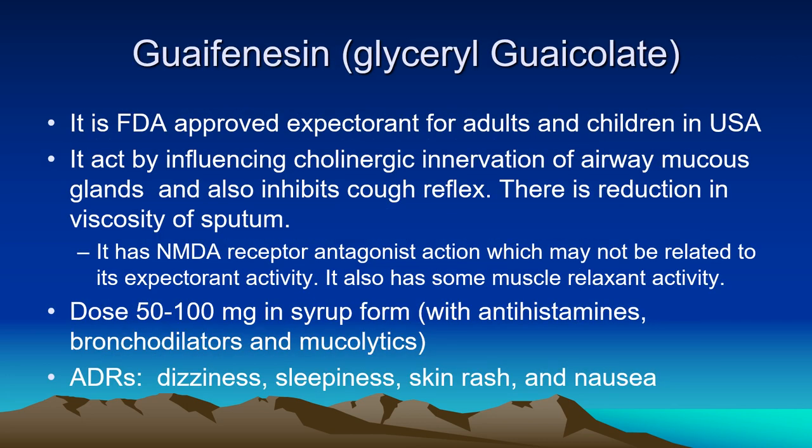Now, one of the best documented approved drugs as an expectorant is guaifenesin. It is also known as glyceryl guaiacolate. It is an FDA approved expectorant for adults and children, and acts by influencing cholinergic innervation of airway mucous glands and also inhibits cough reflex. There is a reduction in viscosity of the sputum. It is considered to be an NMDA antagonist, but this action may not be related to its expectorant activity. It has some muscle relaxant activity which is unrelated to expectorant properties.